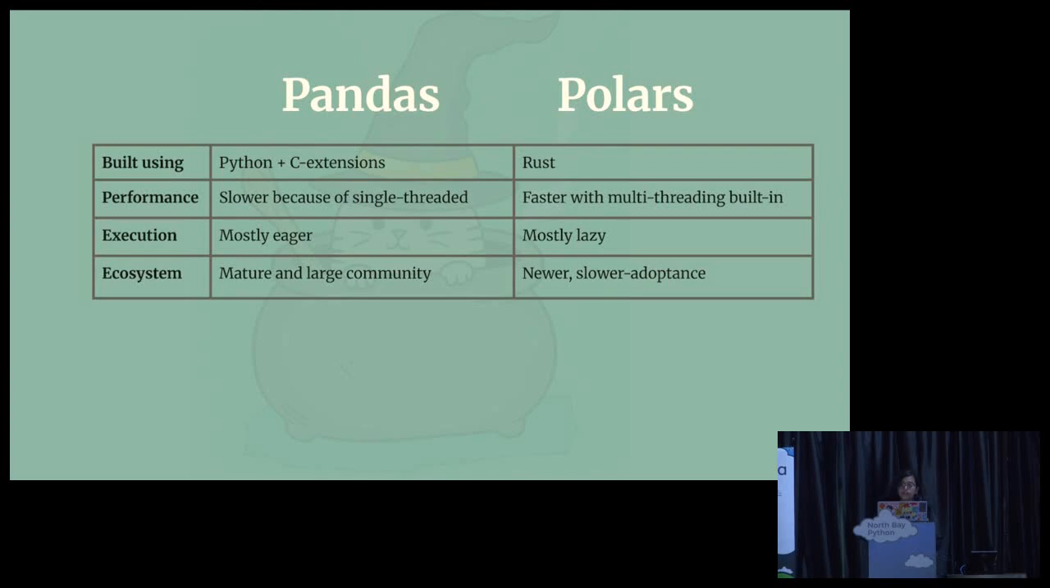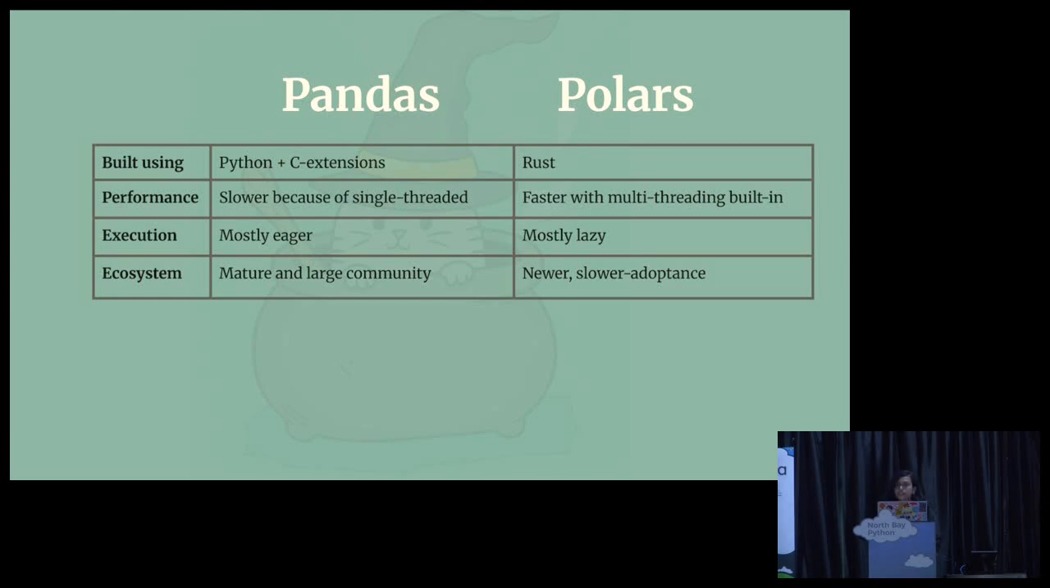The performance of Pandas is slower, not just because of Python plus C, but also because it's mostly single-threaded, whereas Polars is in Rust and it has built-in multi-threading in place, so it is much faster. In terms of execution as well, Pandas is mostly eager, whereas Polars is mostly lazy, so it adds up to the performance of Polars when you're actually building applications.